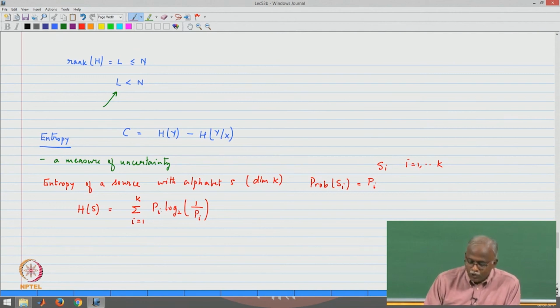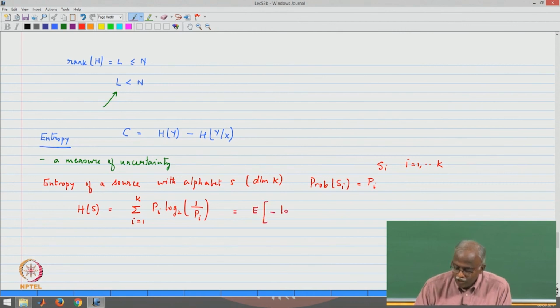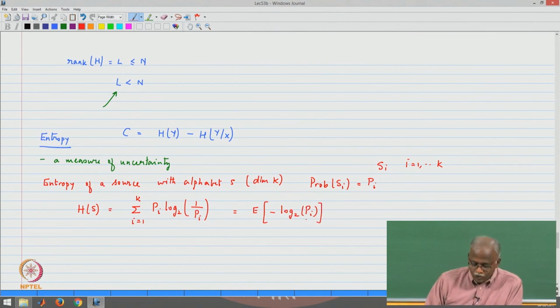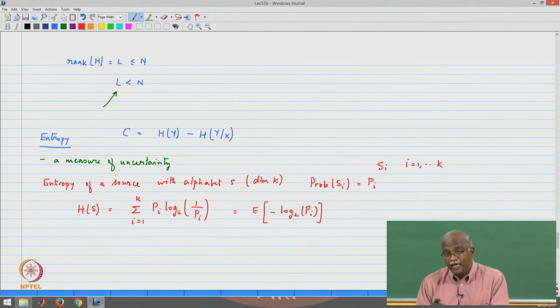If you were to look at it carefully, this can be written as the expected value of minus logarithm base 2 of Pi. Okay. So, this is the expression that we will use, and it is a very useful expression for us. This is the result that we have from information theory.